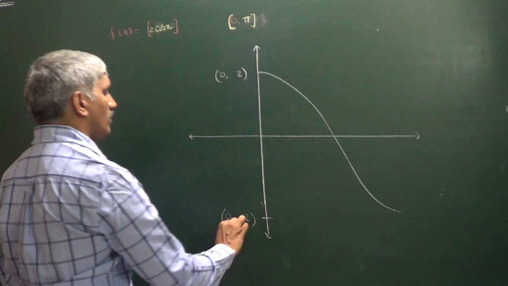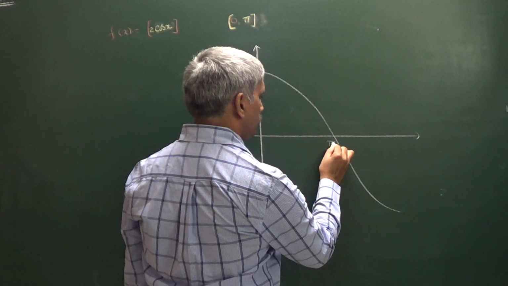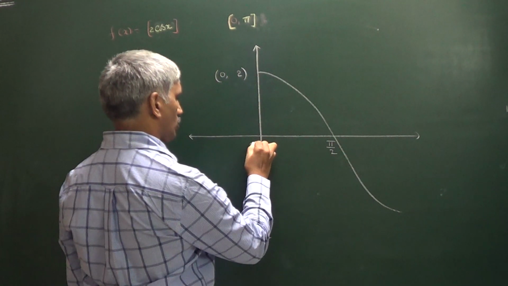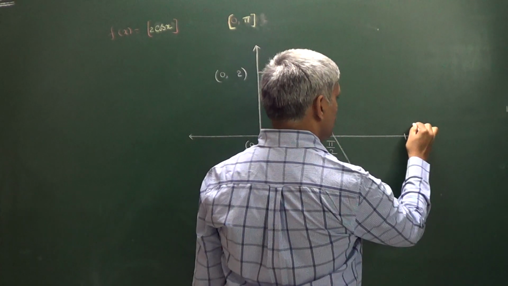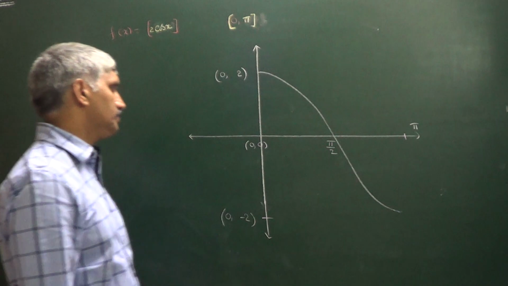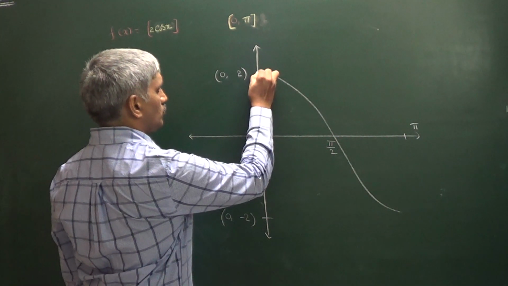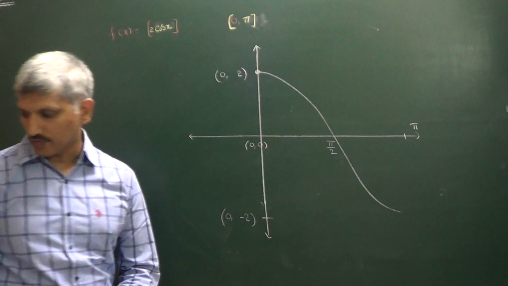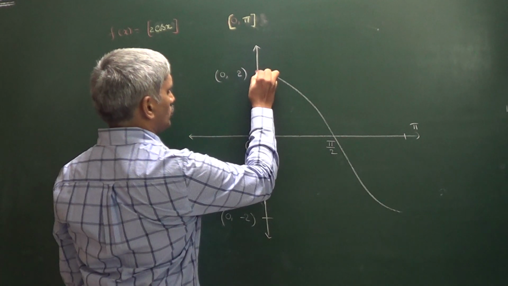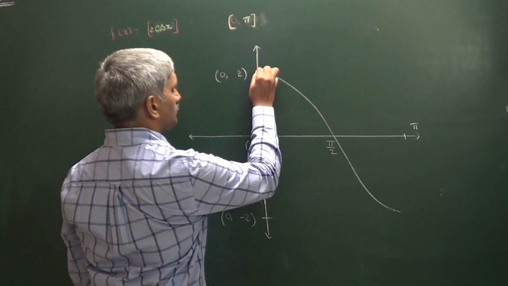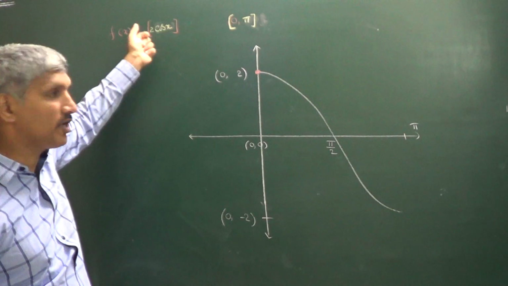So that is the graph of cos x. This one we are getting pi by 2. This is 0 comma 0, and this one is pi. Now you can check at 0 we are getting 2 only. With a different color we will mark it. So at 0 we are getting 2, because when x is equal to 0, cos 0 is 1, so you will get 2.